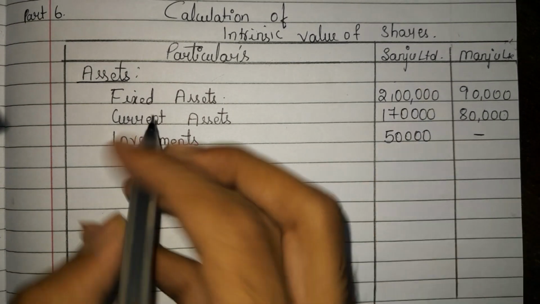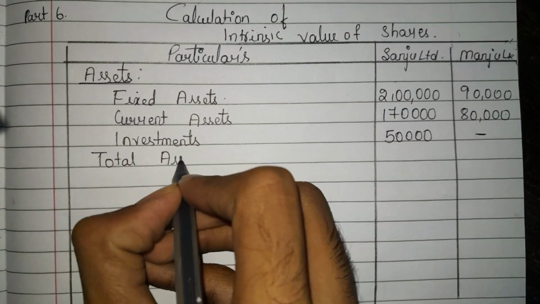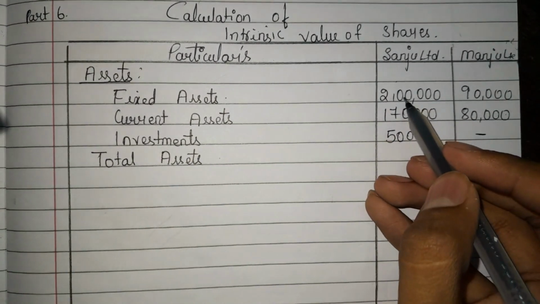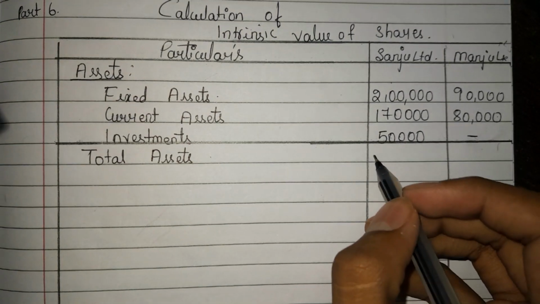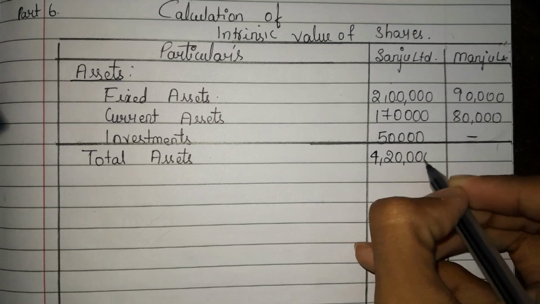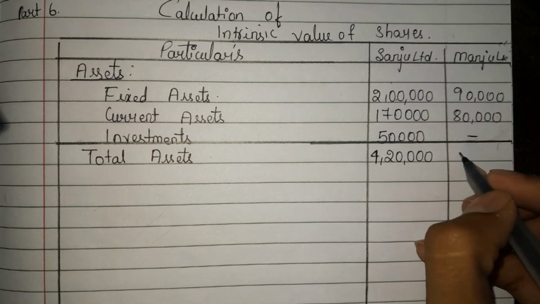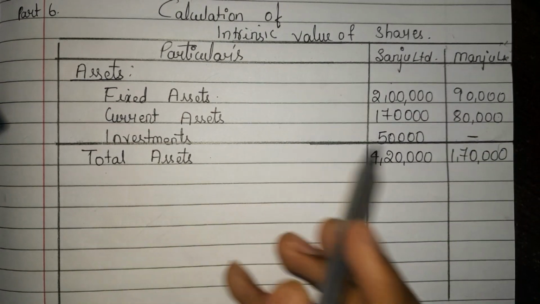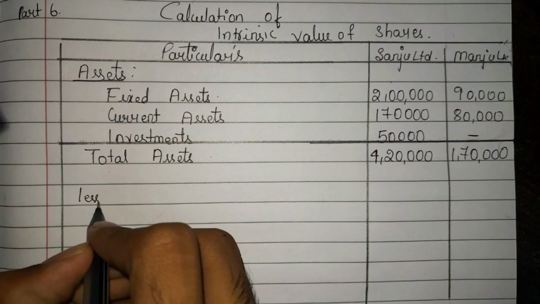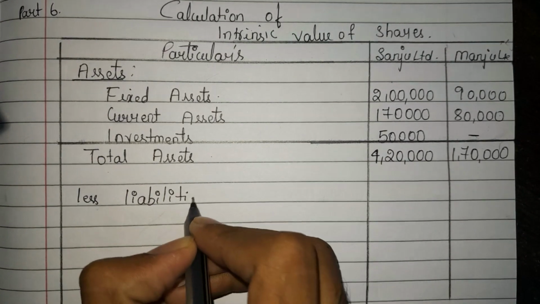Now you need to add all the assets. That time you will get total assets. First add 2 lakh, 1,70,000, then 50,000. You will get 4,20,000. Then here you need to add 90,000 plus 80,000. You will get 1,70,000. Now this is the total value of assets. From assets what we need to minus? We need to minus the total value of liabilities.